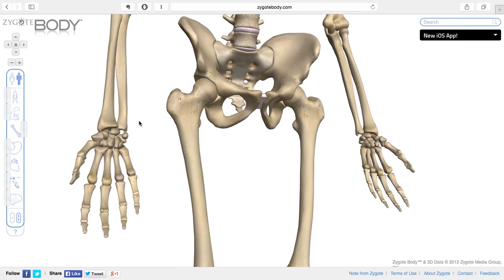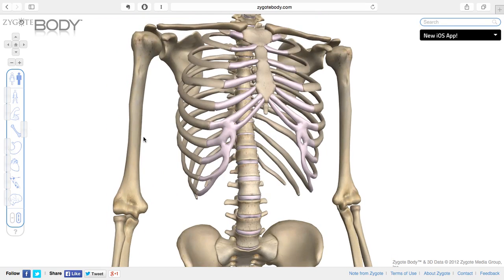All right. Okay, so that's the skeletal anatomy of the upper limb. In the next segment, we're going to go through musculature.